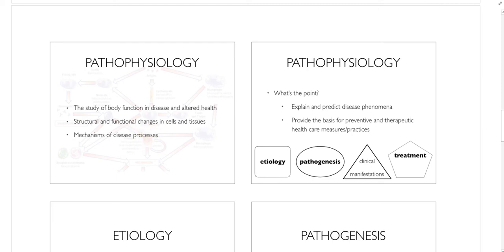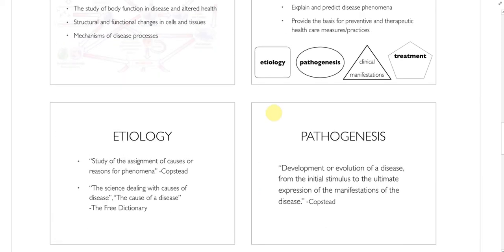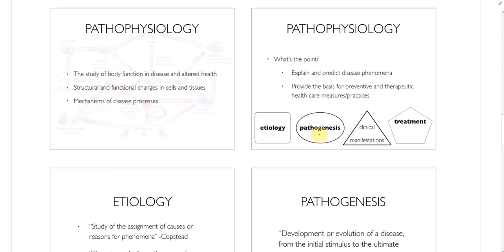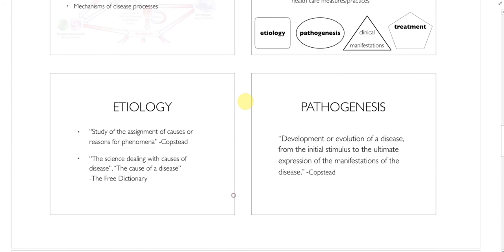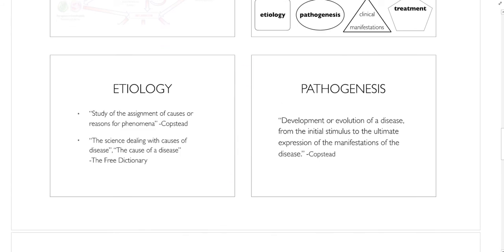A few words are important to remember here: etiology, pathogenesis, clinical manifestations, and treatment. They're all important for learning pathophysiology. Etiology is basically the cause of the disease, like what brought about the disease.